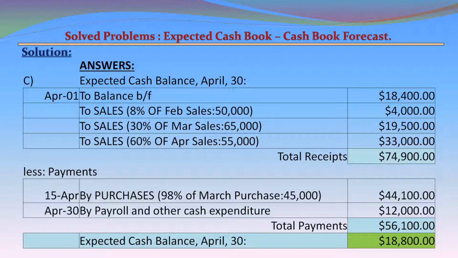To balance brought forward. Opening balance we have in cash book 18,400 and the collection 1, 4,000, collection 2 towards March sales 19,500, collection 3 towards April sales 33,000. Total collection and opening balance comes to 74,900. Out of this, we have to pay towards March purchases 98% of March purchases 45,000, which is equal to 44,100, and payroll and other cash expenditure 12,000. Total payments we are going to pay in April is 56,100 and the balance of cash at the end of April is 18,800, that is 74,900 minus 56,100.